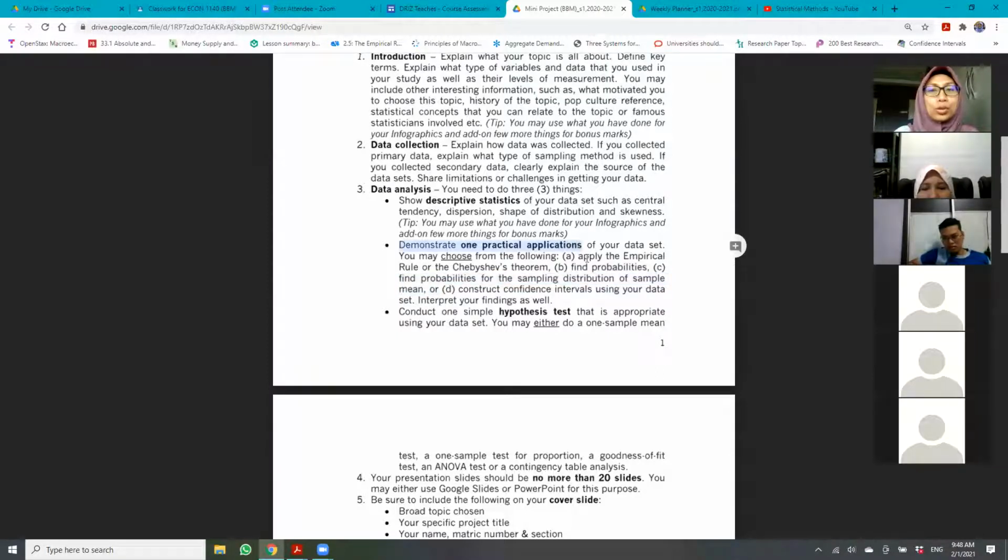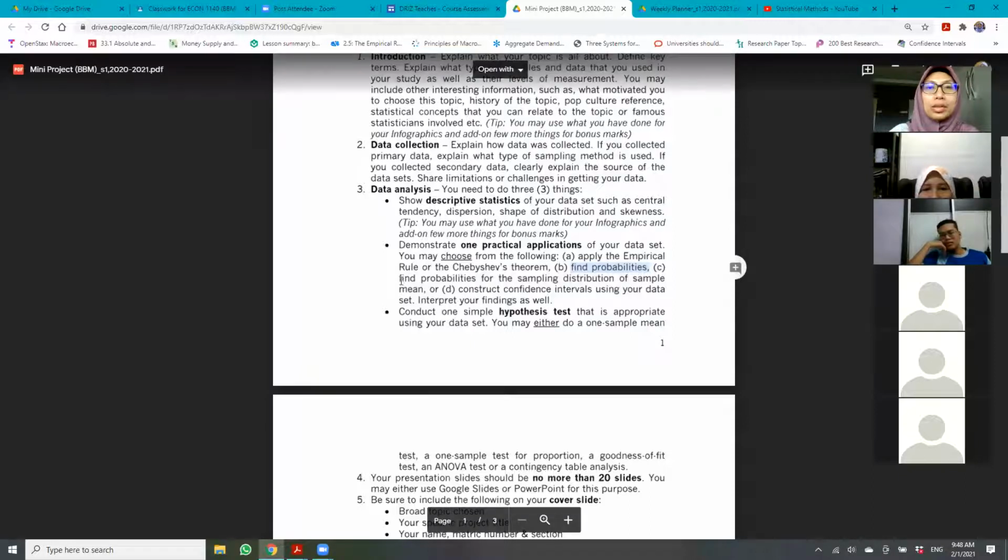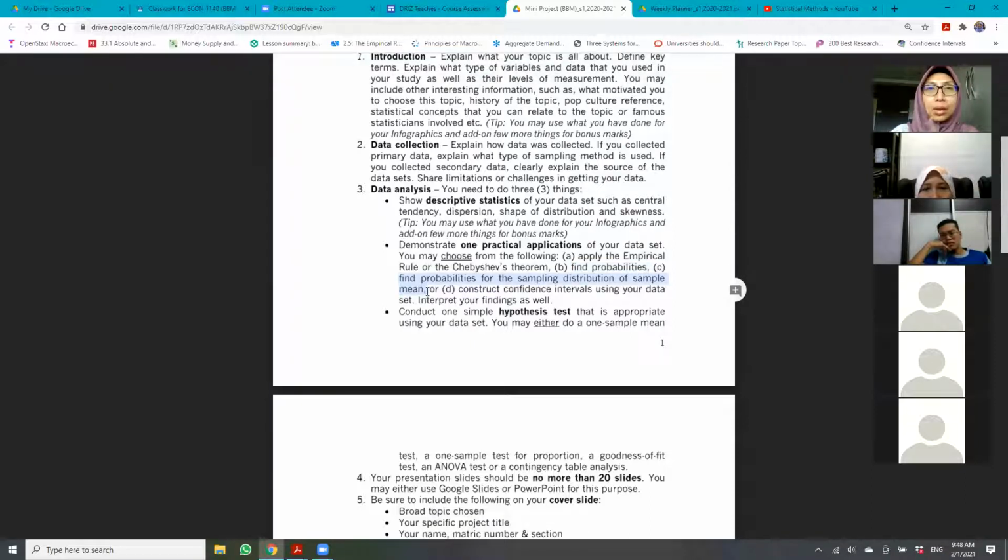So you just need to do one application. I repeat, you choose whether you want to do empirical rule or Chebyshev theorem. For me personally this is easy. If you don't know what to do, just do this. Very simple. Or you can do a probability, or you can do a probability for sampling distribution sample mean, or you can do confidence interval. Confidence interval I think is today's lecture. This is also easy. Most students do either A or D. Up to you. But naturally the more complicated your application, it's like extra marks, because the marks differ according to effort. Your effort, and of course it must be correct.